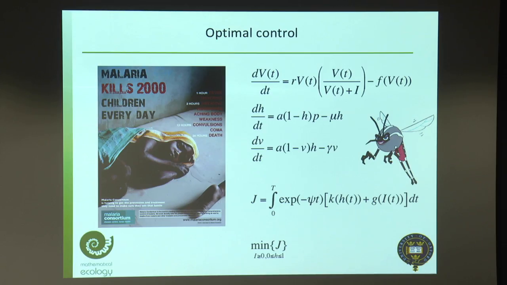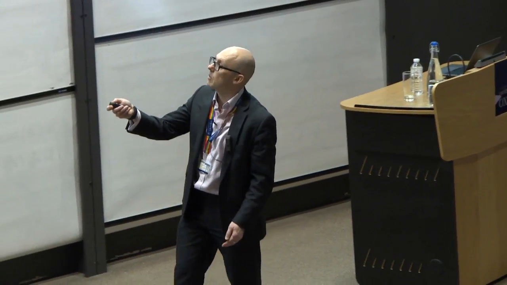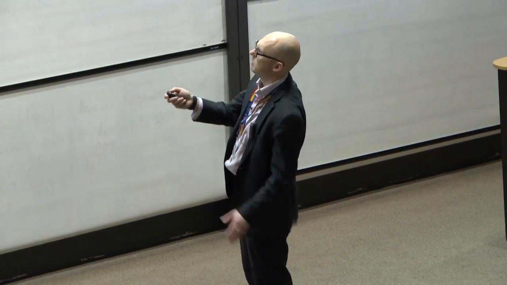What we're trying to do is stop people getting sick. So actually, we can think about this as an optimal control problem. This is a dynamic control problem, in that what we want to do is control this problem over a fixed period of time. We're going to discount it. That's an economics term. It's a way of scaling the future.